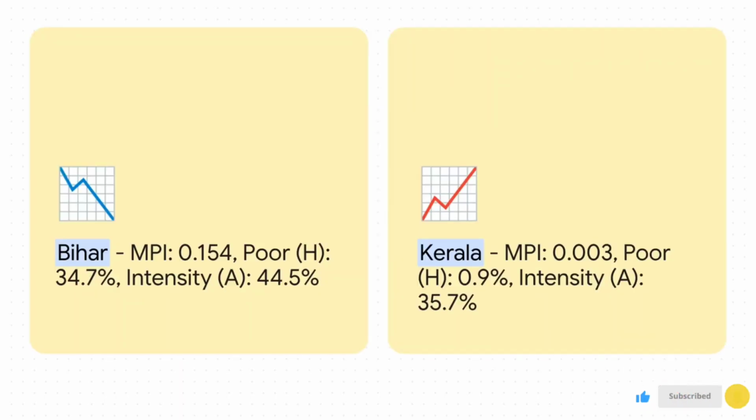Putting these two states side by side like this creates a really powerful and easy to remember contrast. The poverty rate in Bihar is almost 38 times higher than in Kerala. It just goes to show you the deep development gap that exists within the country.